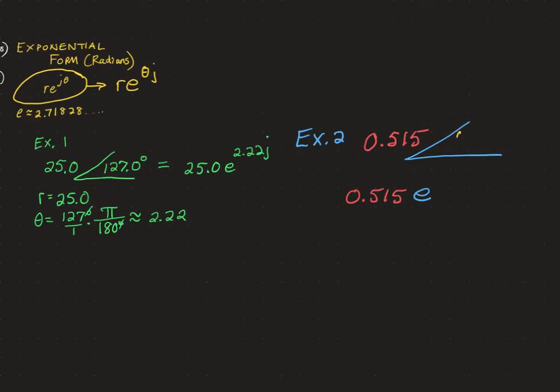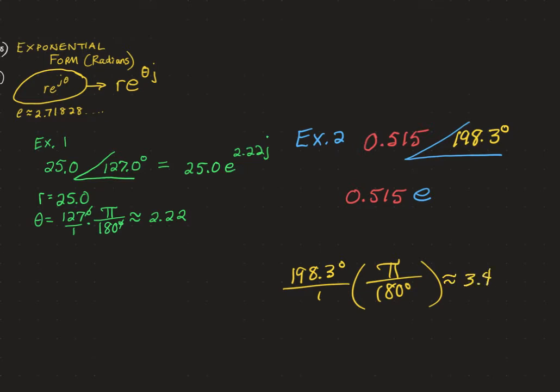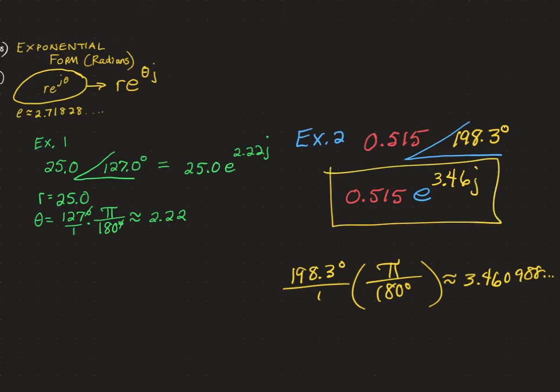So let's just emphasize that angle in yellow. However, this angle is expressed in degrees. So before we can just insert our angle, we have to convert it from degrees to radians. And that is approximately 3.46098, and it continues. So we're going to take, let's see, 3 significant digits, 3.46j. That's our final answer. We have converted from the polar form of a complex number to the exponential form.